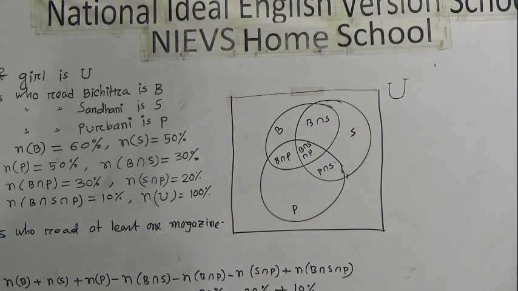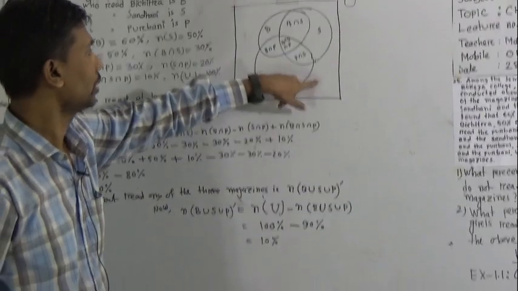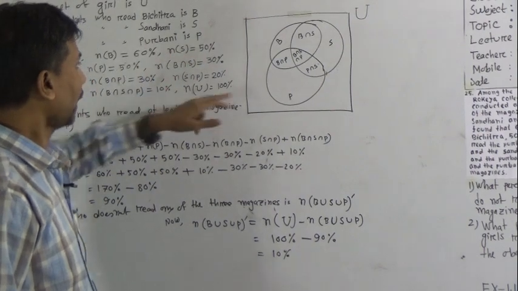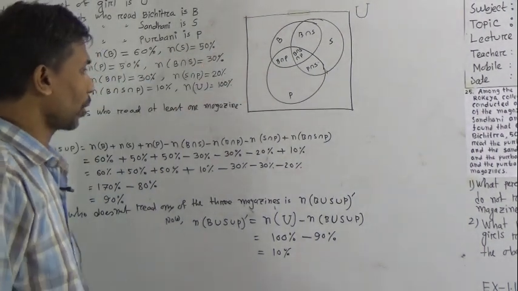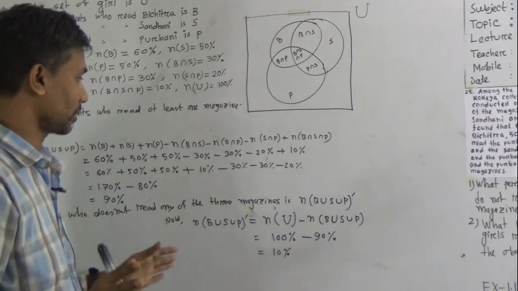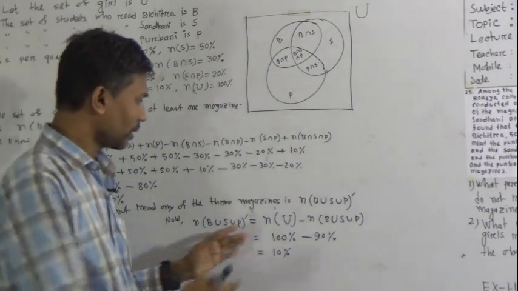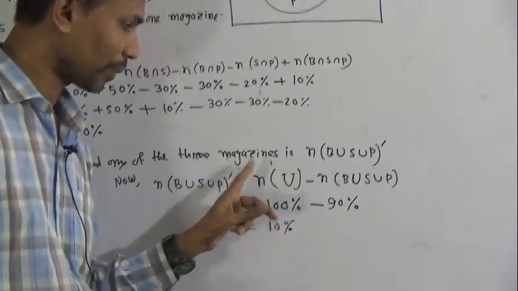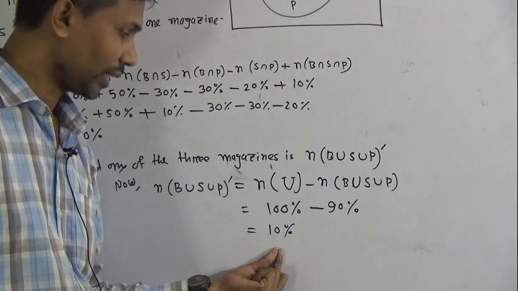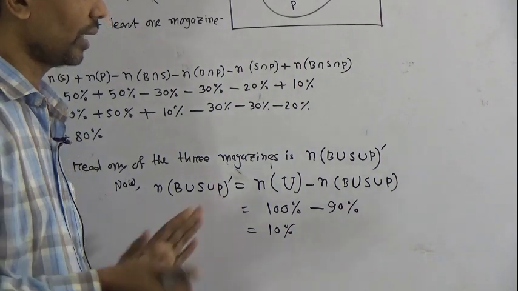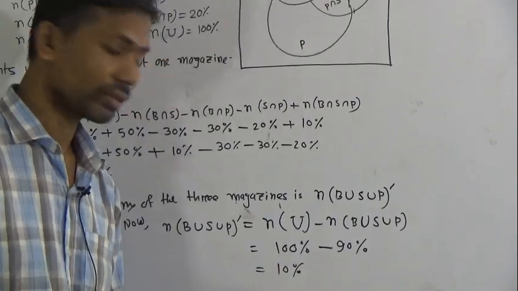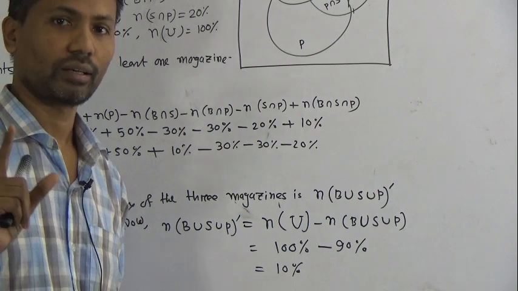Okay, student, look, number of universal set means what? The whole set. The whole set represents the number of universal set. And I told you the white portion represents the set of girls who do not read any of the three magazines. So I subtract this set from the universal set. Then we get 10%. That means 10% of the girls do not read any of the three magazines. Okay, student, and this is our required answer for question number 1.